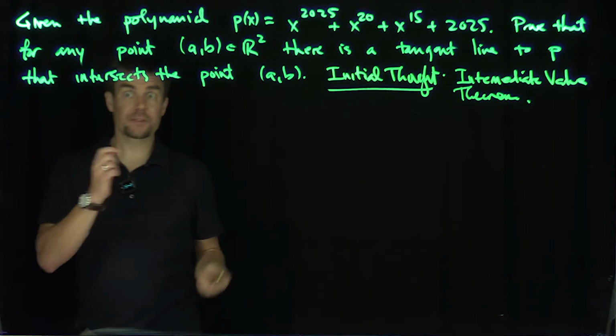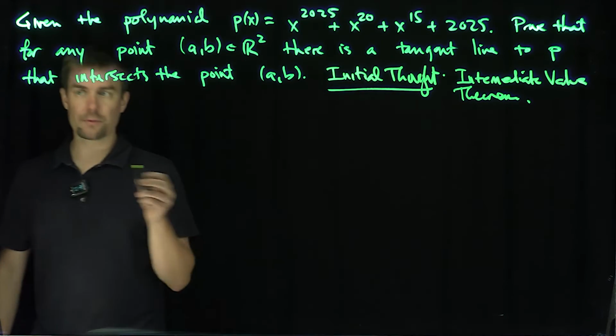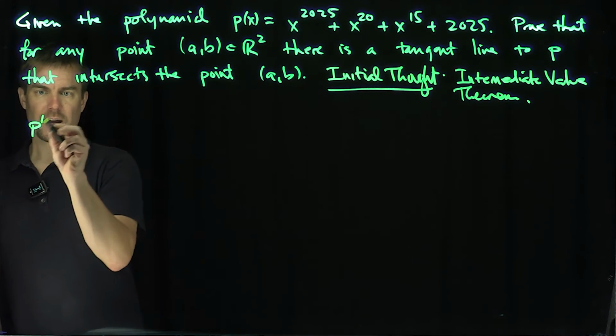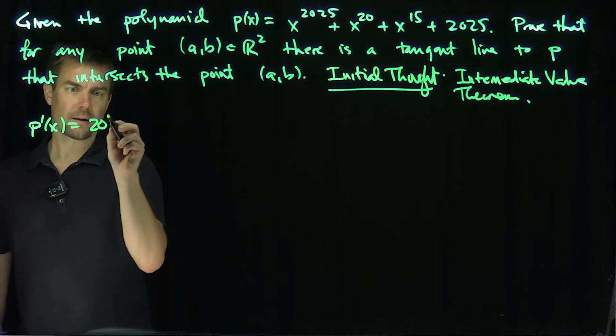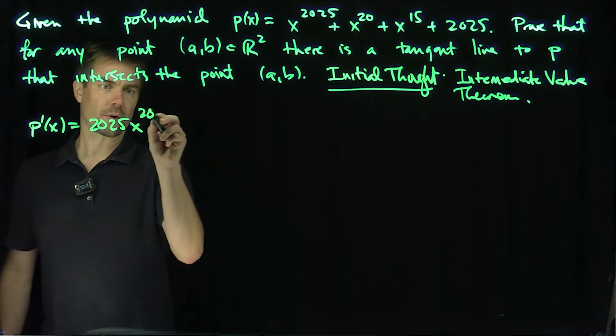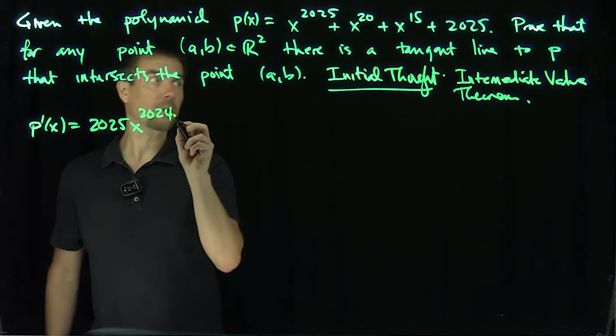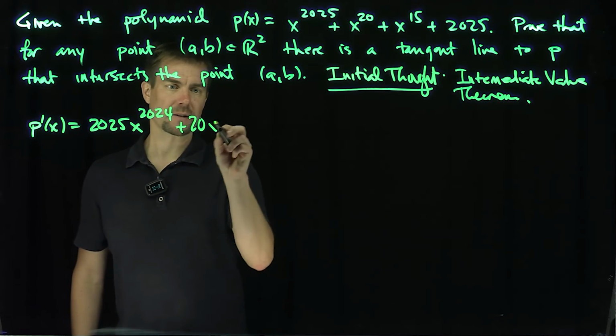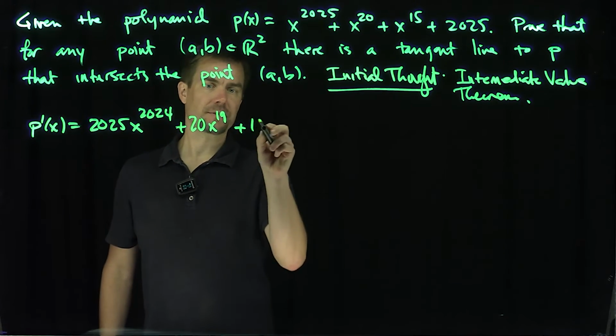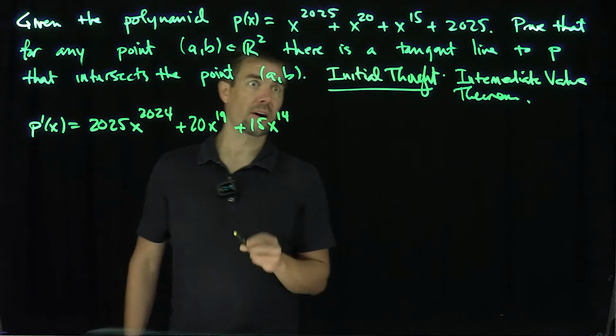And so here's the idea. Let's find the equation of the tangent line. So let's do the derivative. What's p prime of x? P prime of x is going to be 2025 x to the 2024, goes down by 1, plus 20 x to the 19, plus 15 x to the 14, and then the 2025 goes away, right?